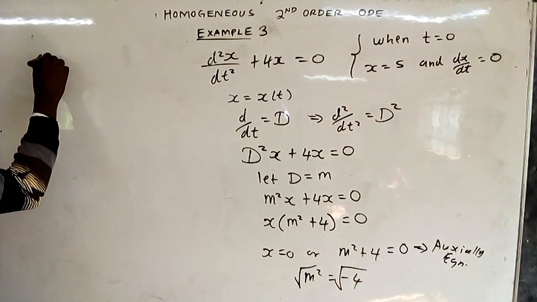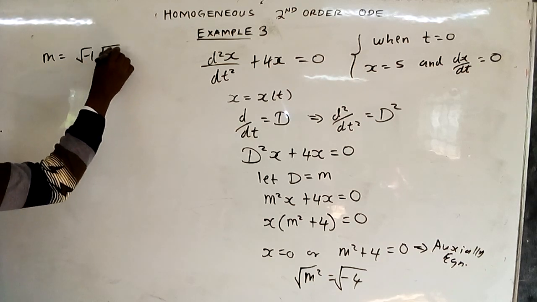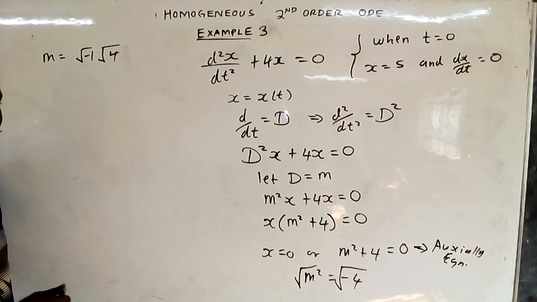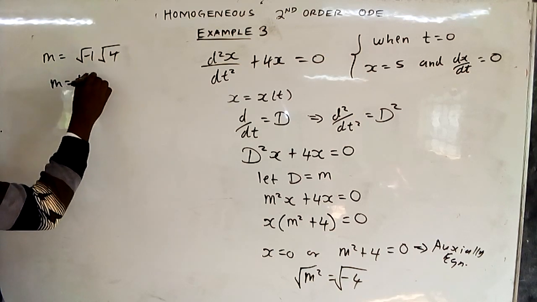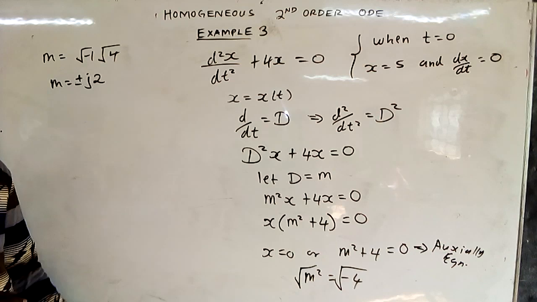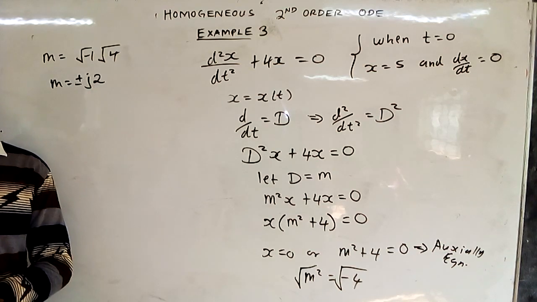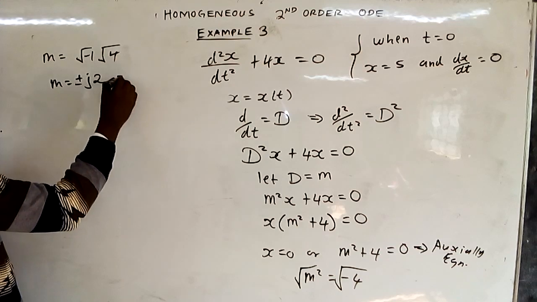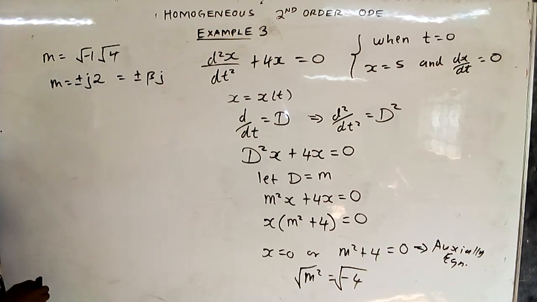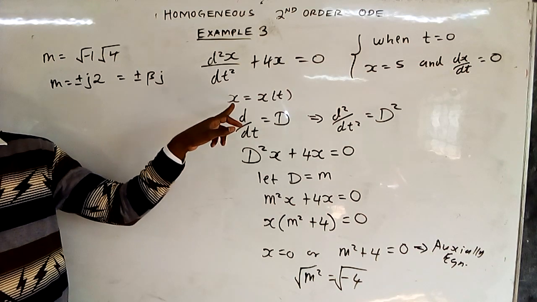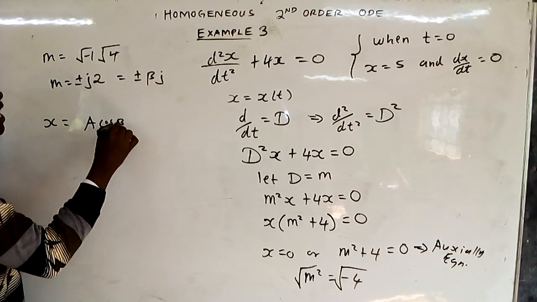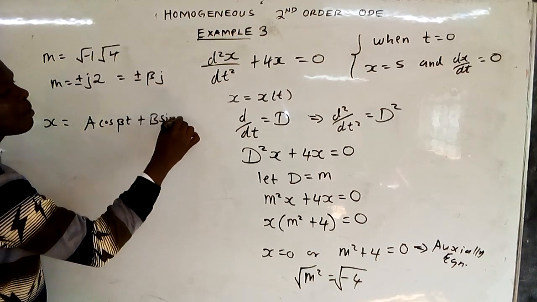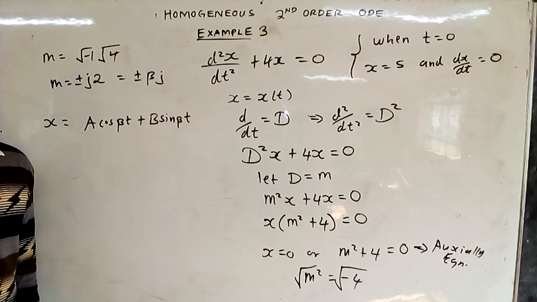So there you will get m to be square root of negative 1 times square root of 4, isn't it? Because we have here square root of negative 4. Is that okay? Yes. So after that, you get m to be square root of negative 1 is j, square root of 4 is plus or minus 2. So it means we only have the imaginary solution. So we said when you have only imaginary solution plus or minus beta j, then your solution of the differential equation x as a function of t is going to be what? a cos beta t plus b sin beta t, isn't it?